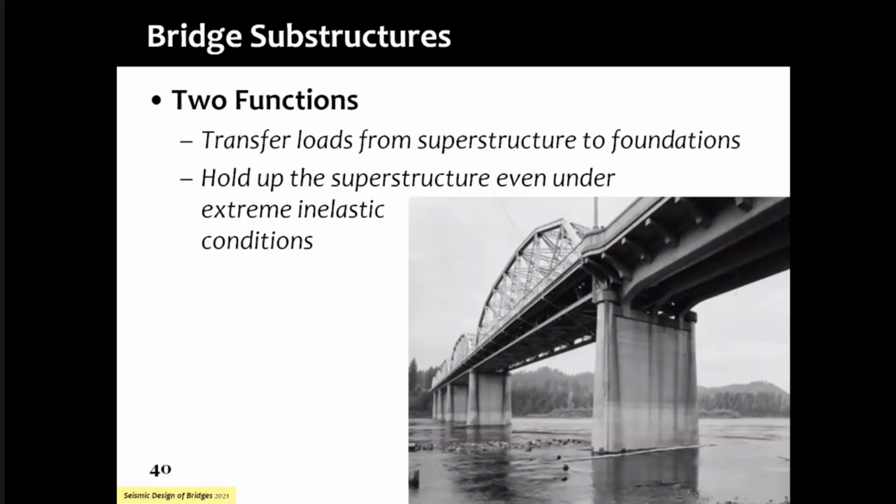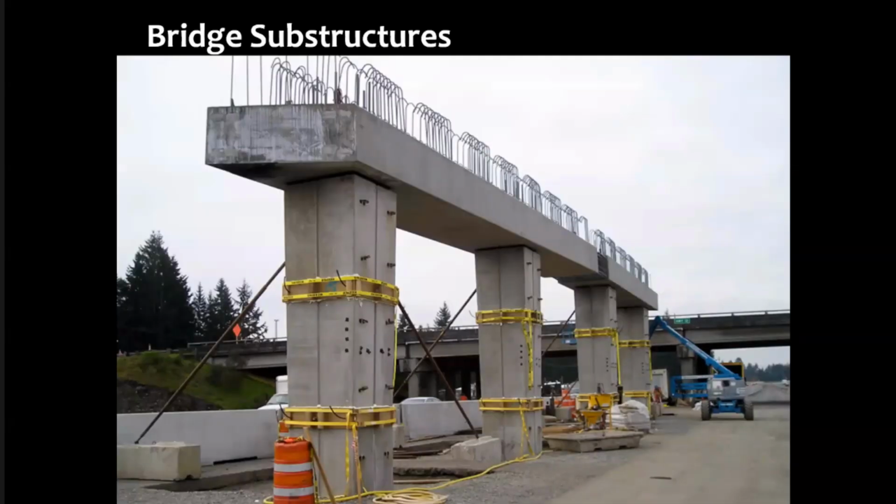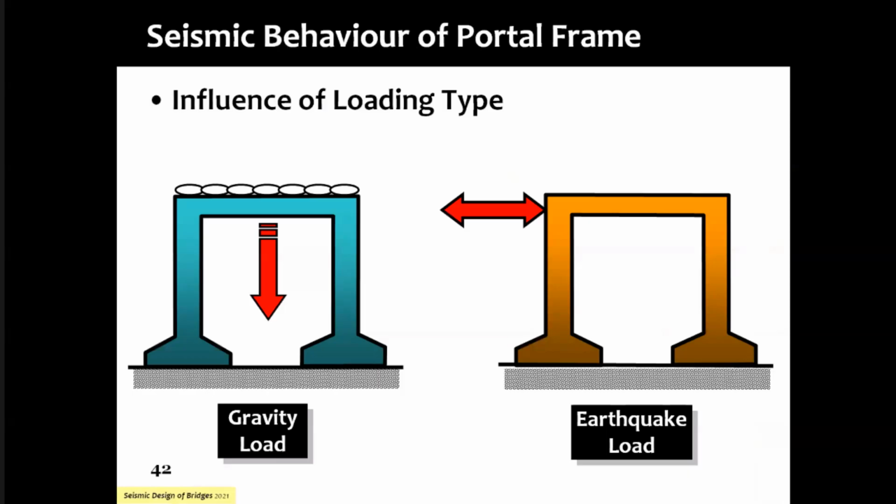So the bridge substructures have two functions. Of course, they have to transfer loads from superstructure to foundation, but also hold up the entire bridge under extreme inelastic conditions, right? And these days we are getting into precast also. So we have to be very, very careful exactly what we are doing. But in either case, the game is that you want to see that the damage is concentrated in the vertical member.